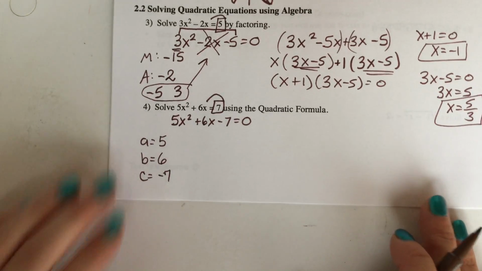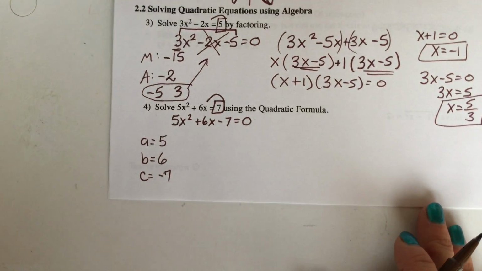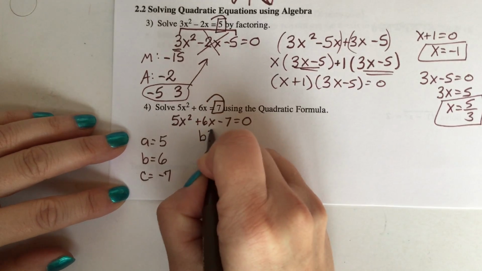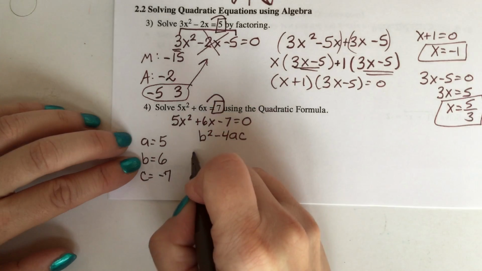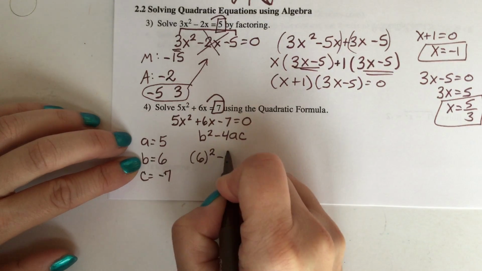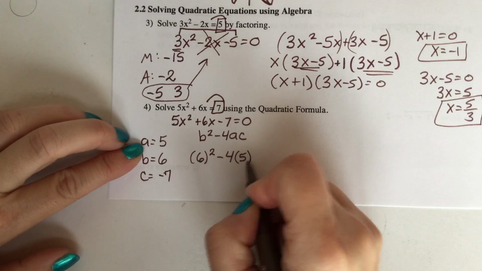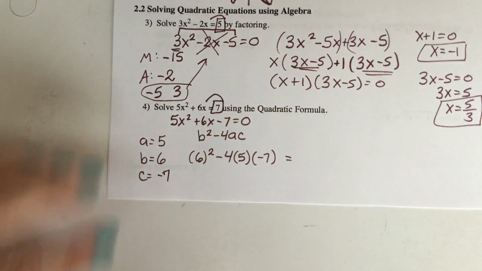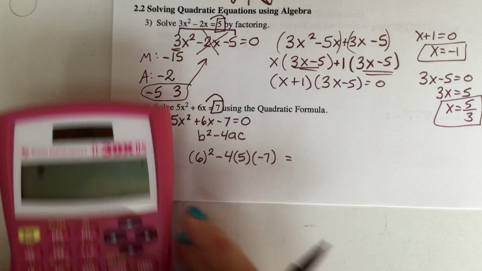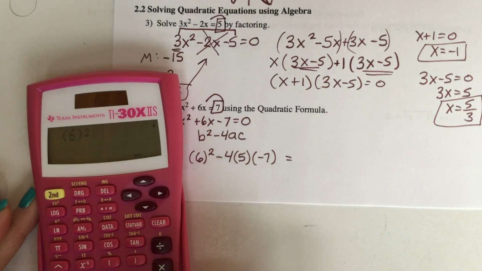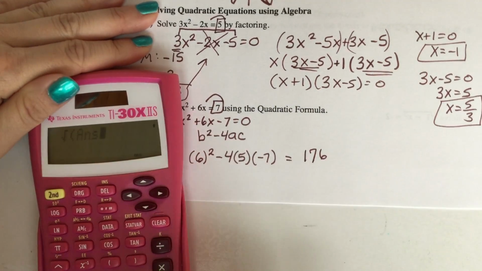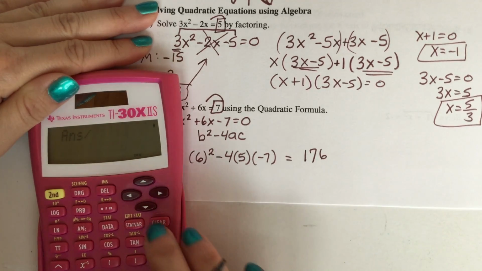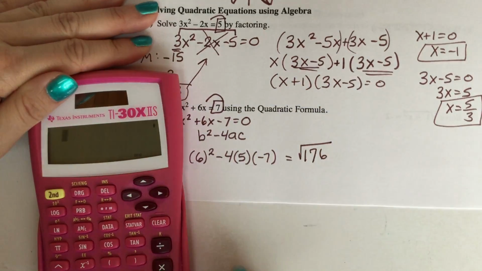To find the value that goes underneath the square root, you'd find what's called the discriminant. It's b squared minus 4ac. B is 6, so 6 squared minus 4 times a is 5 times c is negative 7. If I calculate this, 6 squared minus 4 times 5 times negative 7, I have 176. Let's see if that's a perfect square. It is not. So we want to see if we can break that down at all.